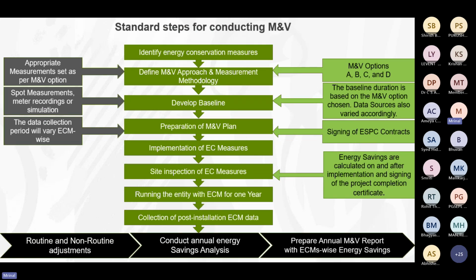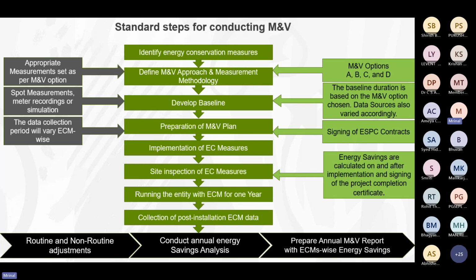So this is a bit complicated picture. This is the standard steps for conducting M&V. From the beginning, what are the steps that we have to follow, and how do we come to a conclusion of the M&V? The first step is to identify energy consumption measures that you can do with the help of ESCOs.